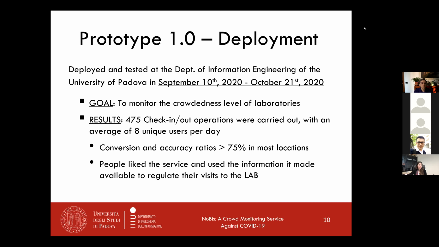Also in this case, the results were very promising, because we assessed that both the conversion and the accuracy ratios were higher than 75% in most of the locations, meaning that NoBis is quite reliable in its estimation of the crowd level. And people who used the system liked it, and said that the system helped them to regulate their visits to the labs.